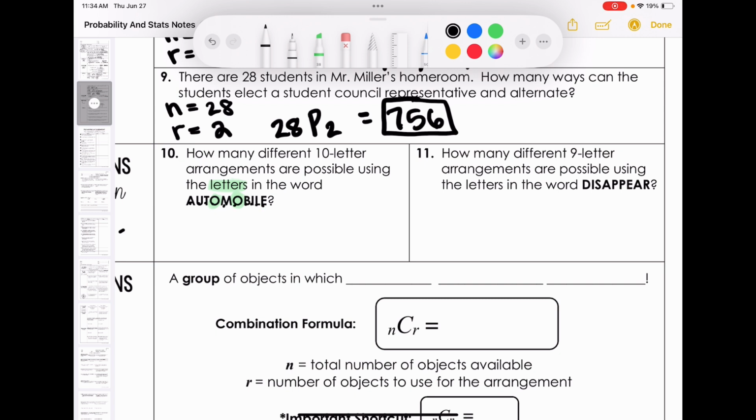So we're making, we put our total number, like how many it wants, on top, over however many things are repeated. So O is repeated twice, so I'm going to put 2 factorial on the bottom. So that's going to give me 1,814,400.